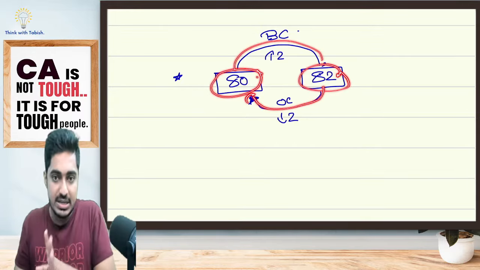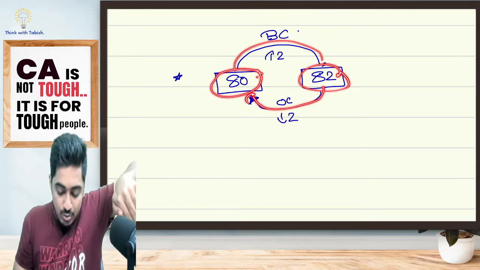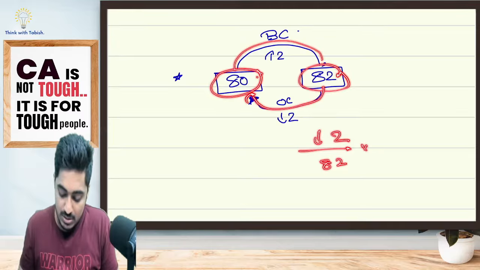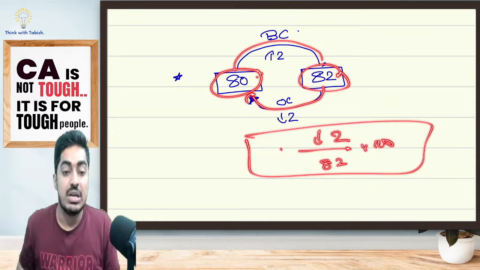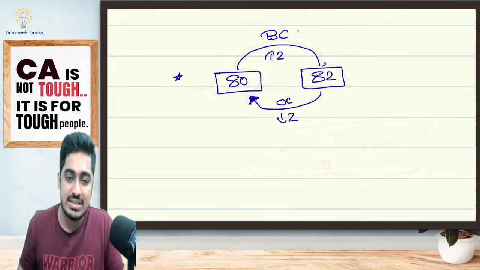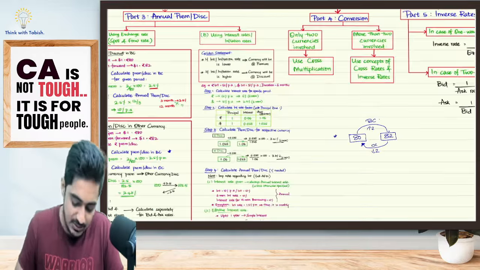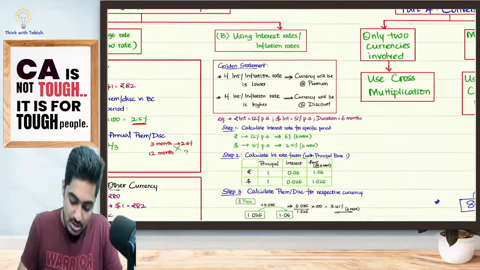So what happened to my other currency? From 82 it is coming down to 80. How much did it reduce? It reduced by 2. From where? From 82, into 100. It will give you the depreciation or fall in the other currency. Then it was for 3 months. Convert it into a per annum basis. Simplest thing in the world, my dear students. Is this clear? Okay, sir.